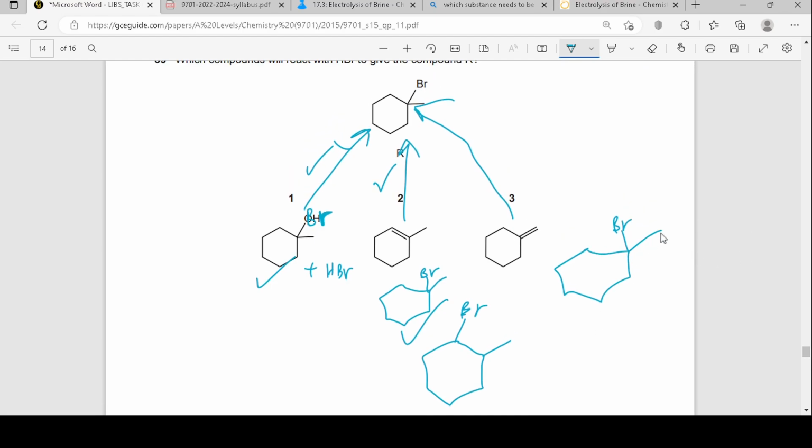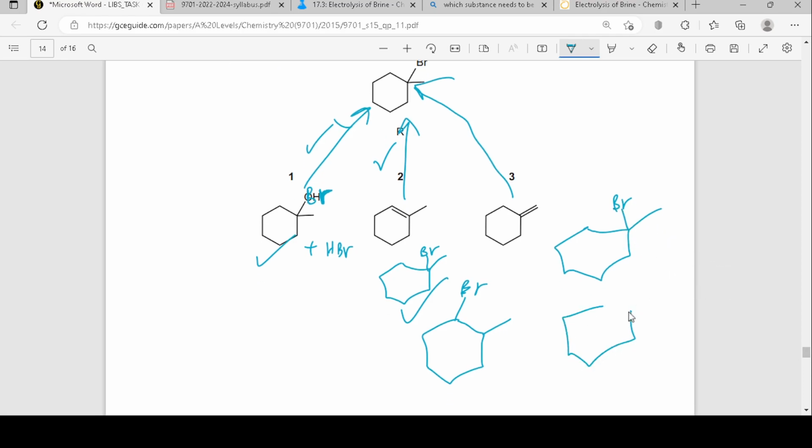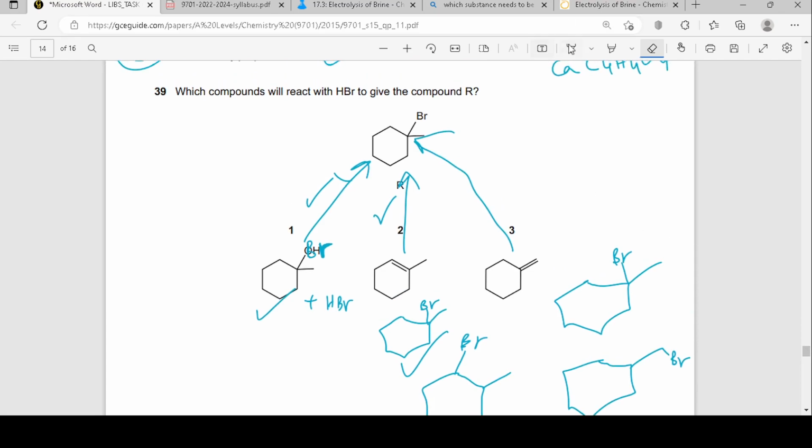So you would get this compound that they're talking about, or alternatively the same compound, right? Because you have one CH3 over here and one Br over there. Or alternatively, you could also get this compound, where your bromine is added here and your hydrogen is added over here, right? So that's another compound you could get from that. But actually, all three of them could give the compound that they're talking about. So I will say that the answer is actually A for this. All three compounds can actually give you the compound R. It's possible, basically. So it works.